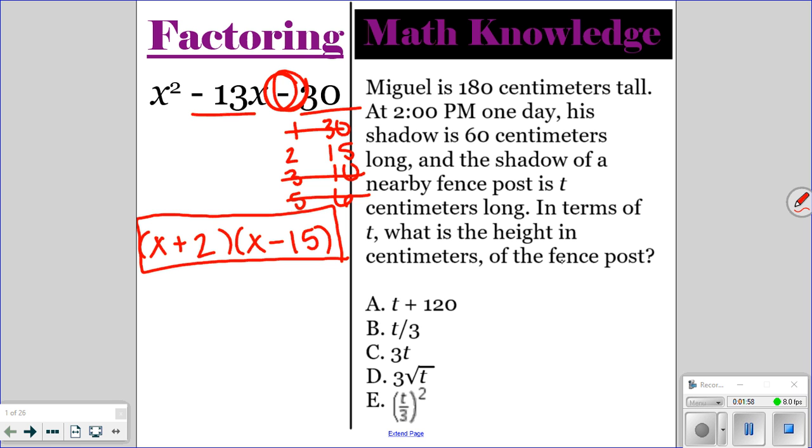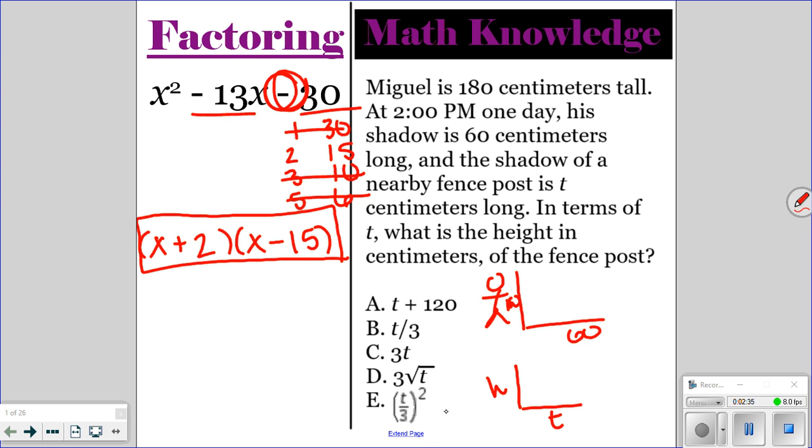For the math knowledge question, we have Miguel that is 180 centimeters tall. At 2 p.m. one day, his shadow is 60 centimeters, and the shadow of a nearby fence post is t. What is the height of the fence post in terms of t? So we have Miguel, and he is 180, and his shadow is 60. And then we have a fence post. We don't know the height of it, but we know that the shadow is t.